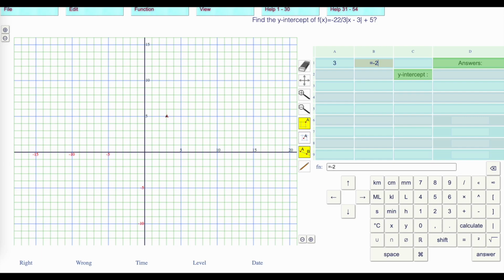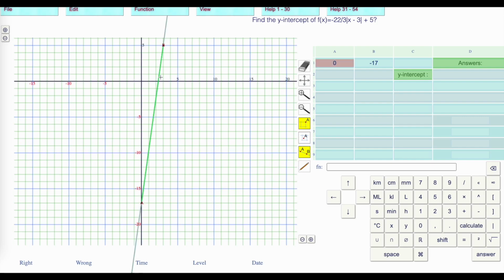It's equal to negative 22 divided by 3 times the absolute value of the x, take away 3, which is 3, take away 3 is 0. 22 over 3 times 0 is 0, plus 5 gives us 5. Let's see what happens when it is 0. We're going to get negative 17. Negative 17 like that. That's our answer.